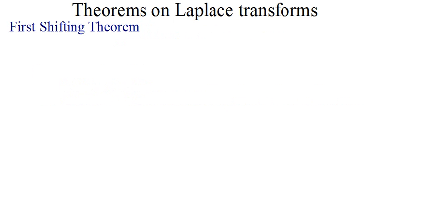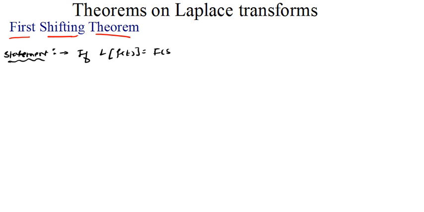So firstly, the first theorem is the first shifting theorem. We will write the statement for the first shifting theorem. Try and understand this statement. The statement says if L of f of t is F of s, meaning if we have any function of t and its Laplace transform is F of s, then L of e raised to minus at into f of t is equal to F of s plus a.